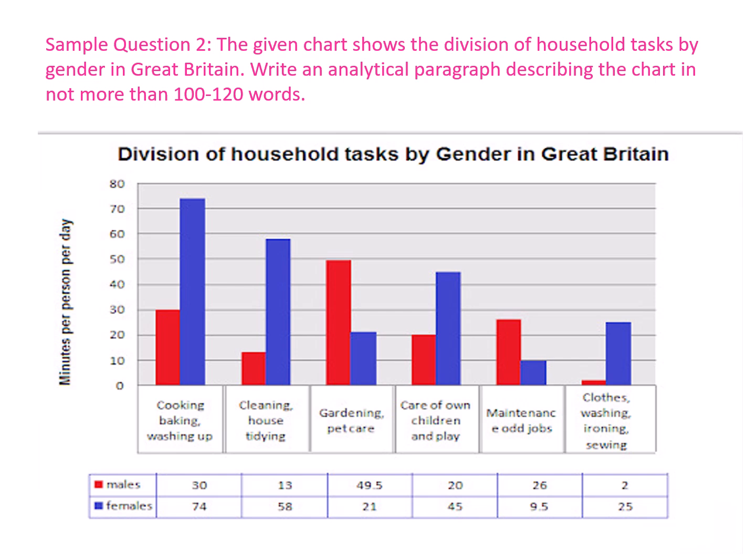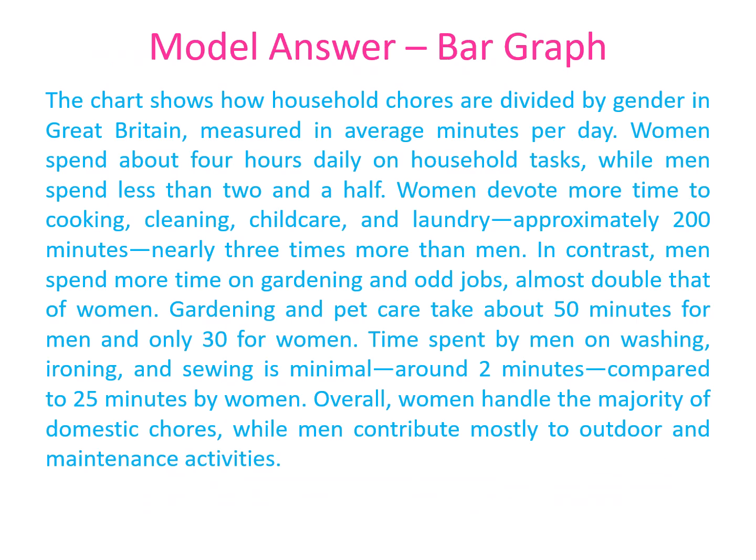Sample question 2. The given chart shows the division of household tasks by gender in Great Britain. Write an analytical paragraph describing the chart in not more than 100 to 120 words. Model answer. Bar graph. The chart shows how household chores are divided by gender in Great Britain, measured in average minutes per day. Women spend about 4 hours daily on household tasks, while men spend less than 2.5.